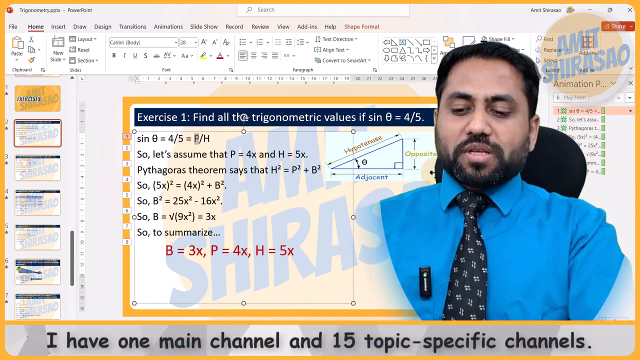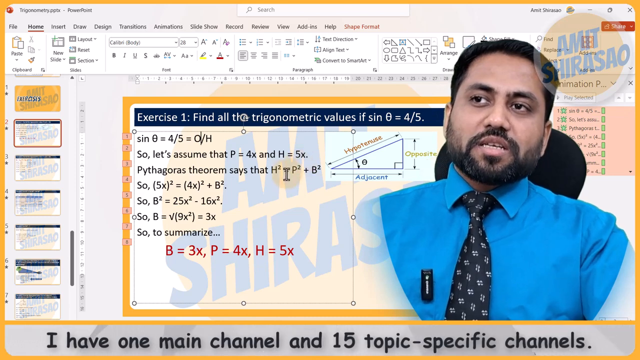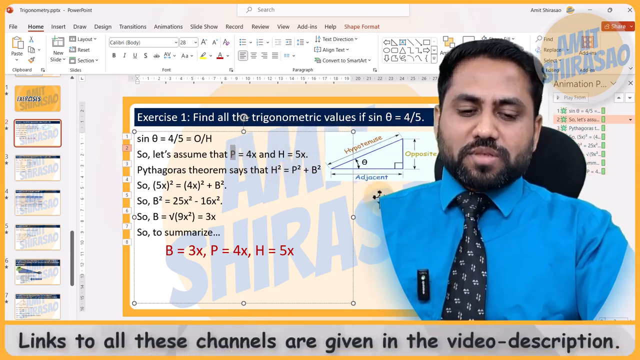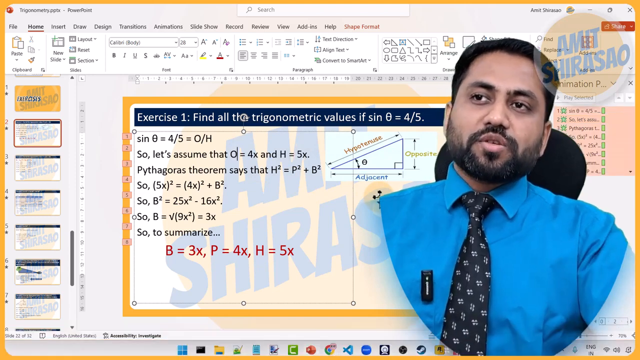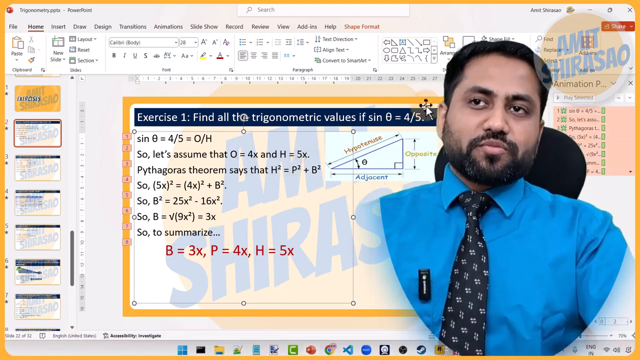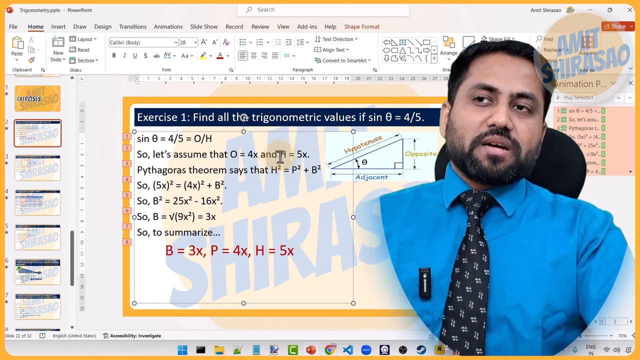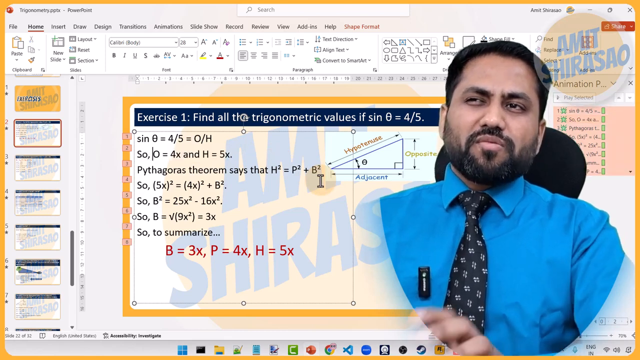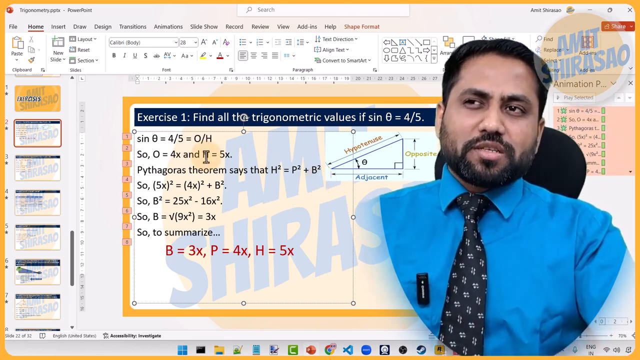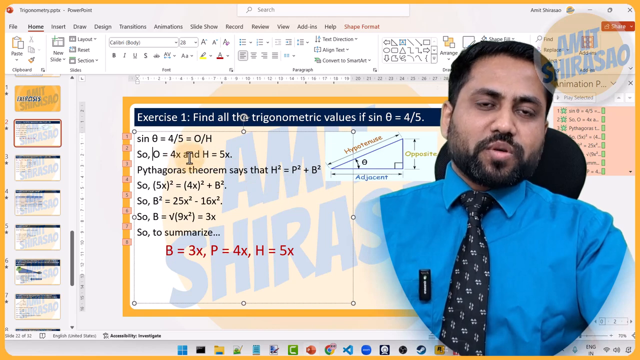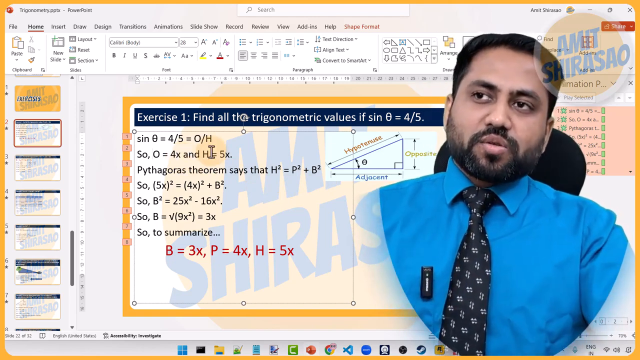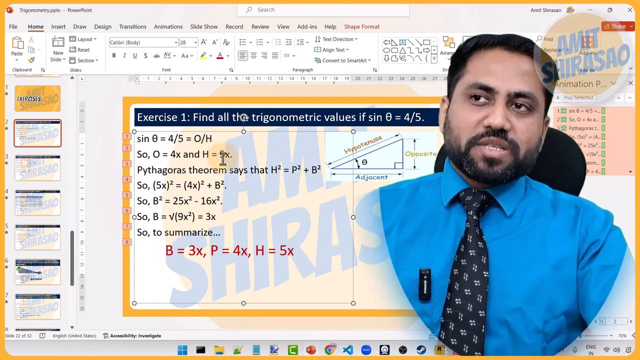So opposite upon hypotenuse. Now let us assume that P, meaning opposite, is equal to 4x, because it is 4 by 5, right? And hypotenuse is equal to 5x. What is there to assume in it? It's actually true only. 4 multiplied by some number, and hypotenuse is 5 multiplied by some number.